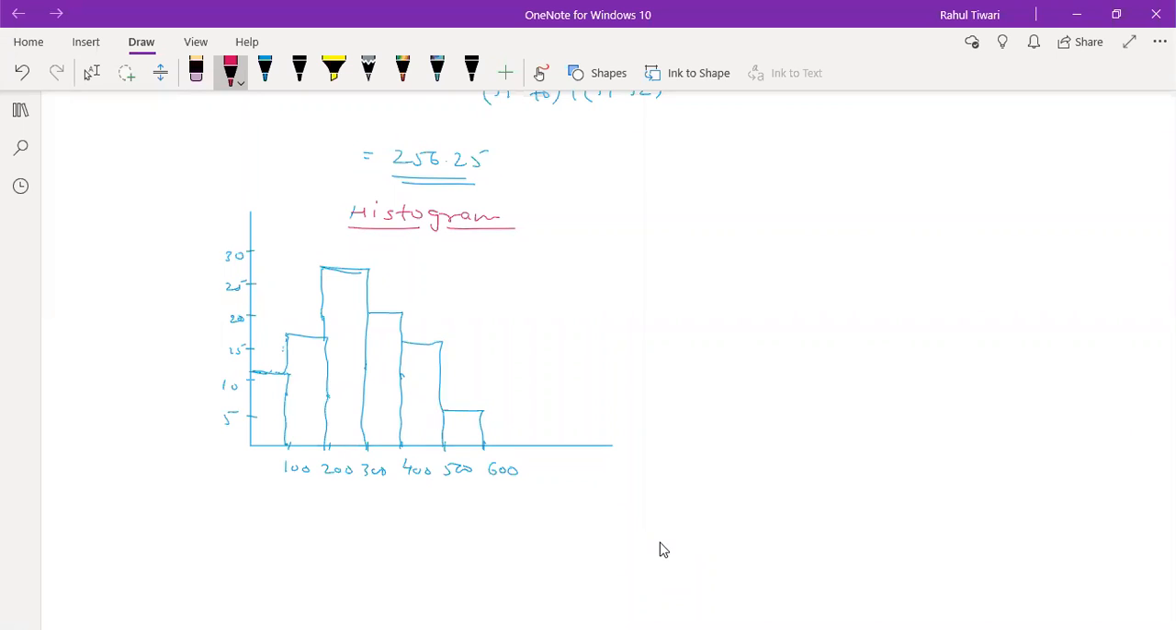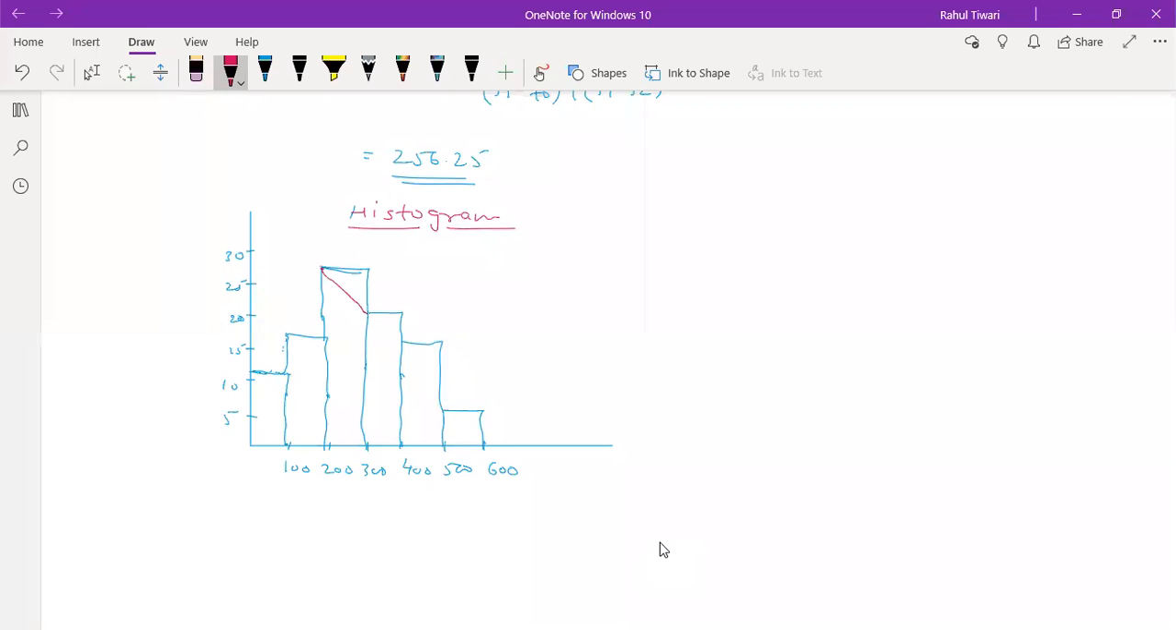Take left corner. This is the highest frequency, right? That means my mode will be here. In this highest frequency mode, take the left corner of highest frequency and join the left corner of the next frequency. Are you getting the point? What you have to do, what the step says, how to get the mode by using histogram. Search for the highest frequency.